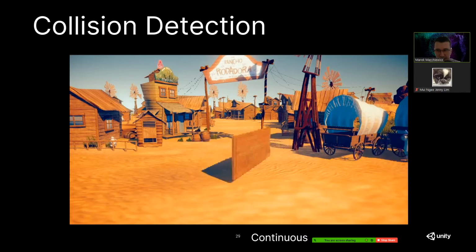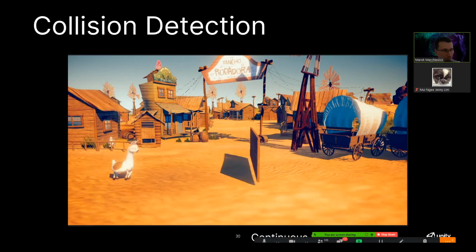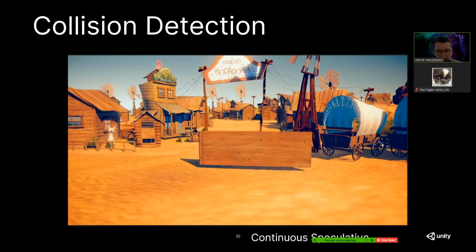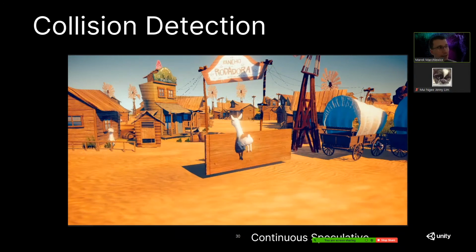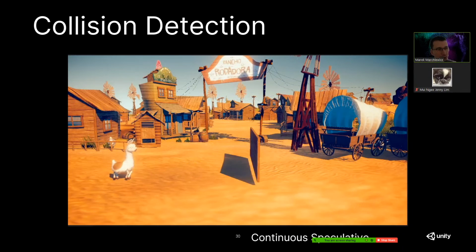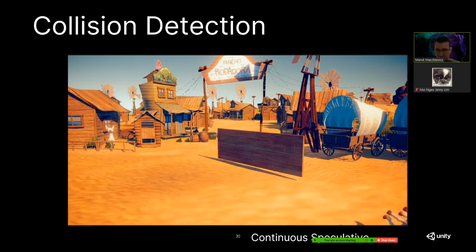So to account for this, we can set the barriers to continuous speculative. And the continuous speculative works much better with these fast rotating objects. And you can see that here the collision was detected correctly. We can't penetrate the barrier anymore.